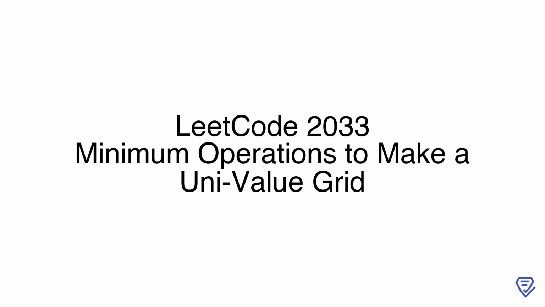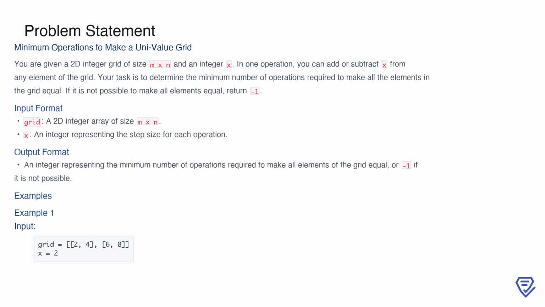Let's dive in. In this problem, you are given a 2D grid of integers with dimensions m x n, and a value x that represents the step size for operations. Your goal is to determine the minimum number of operations required to make all elements in the grid equal. During an operation, you can either add or subtract the value x from any element in the grid. If it's not possible to make all the elements of the grid equal, you should return -1.